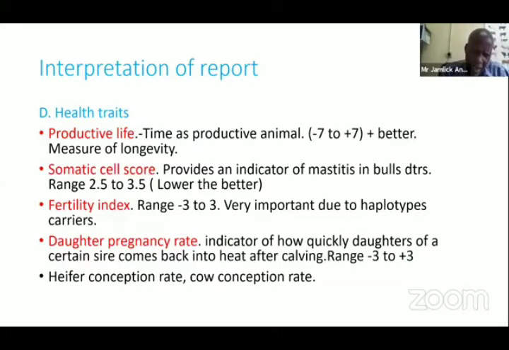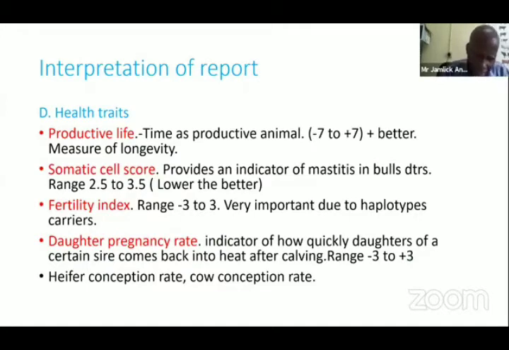Fertility index, the range is -3 to 3. This is a very important index as it is likely to tell you whether that particular animal is a carrier of any of the haplotypes affecting fertility. Therefore, if you find a -2, for example a -3, as an index, then if you look at the haplotypes, you are likely to find one of them present. So this is a very critical index.